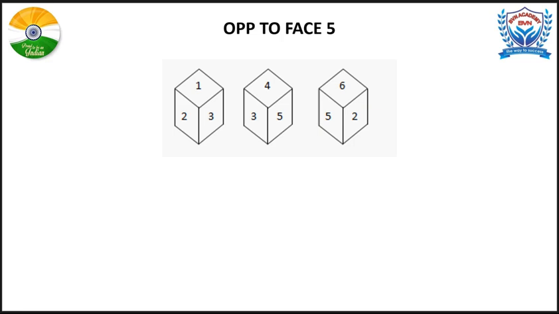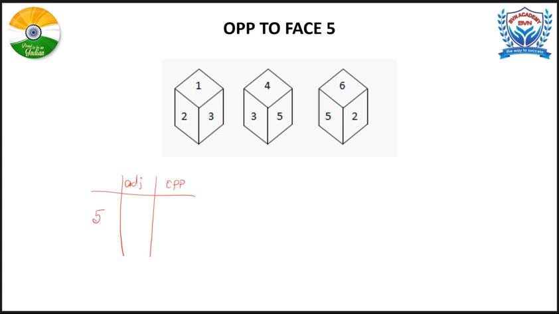So as I told you, make a 3-column table, write down adjacent here, opposite in the third column, and write down the number to which we are supposed to find out the opposite face. In this case it is 5. Now in the given pictures, try to identify the adjacent faces of 5.